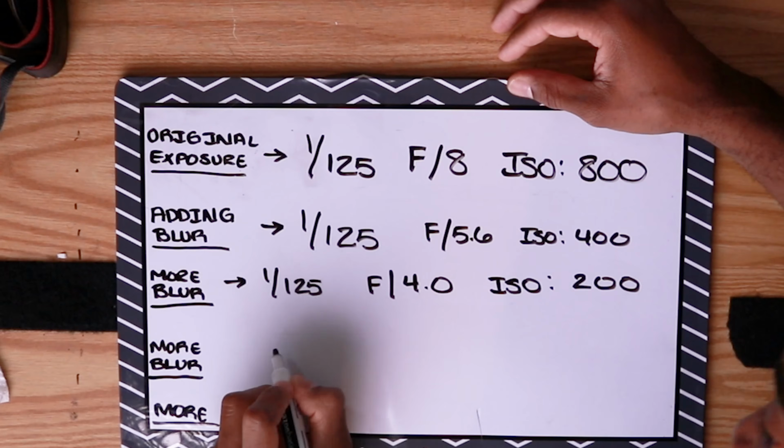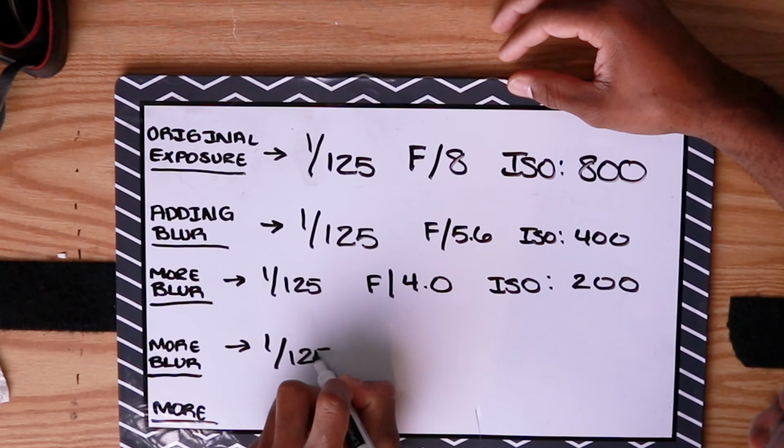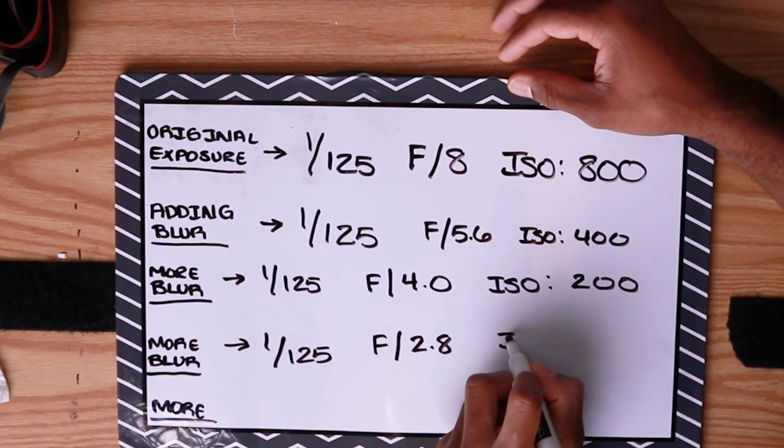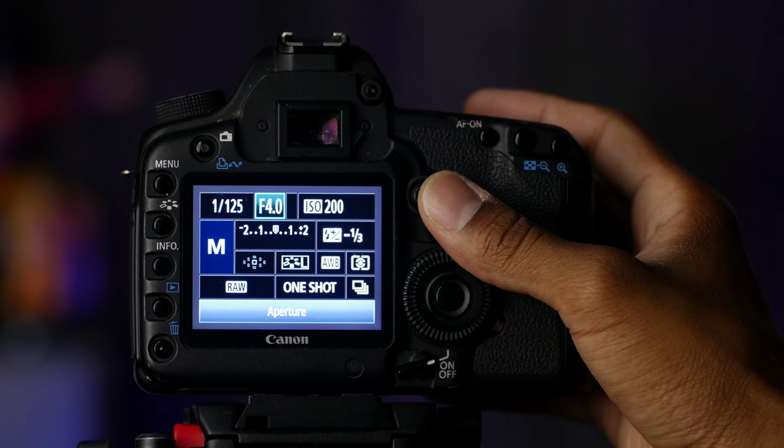That's another stop of light added to your exposure. You might be saying, oh no, Devin, it's too bright. Well, let's go back to ISO. We're at 200 now. Let's go to ISO 100. Now you should have an even exposure based on your original exposure settings, granted they were at an even exposure to begin with.